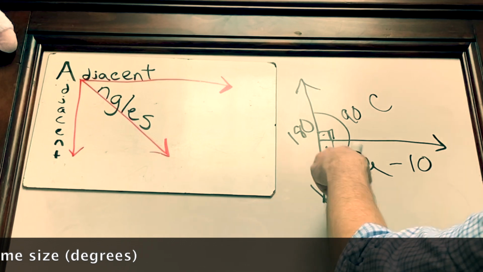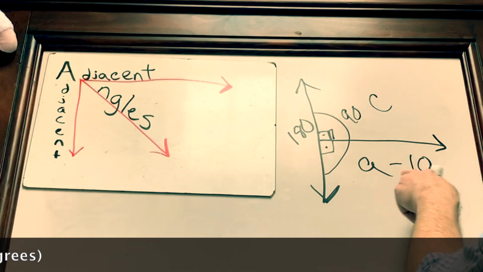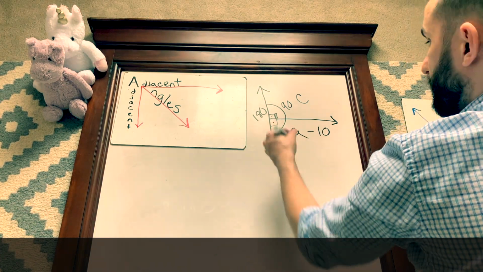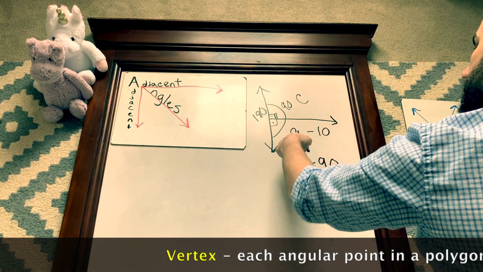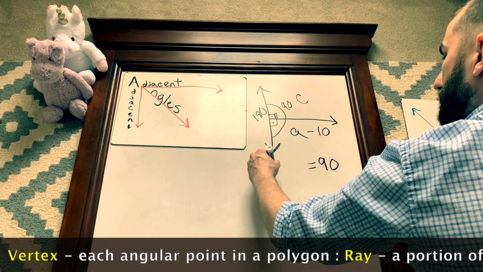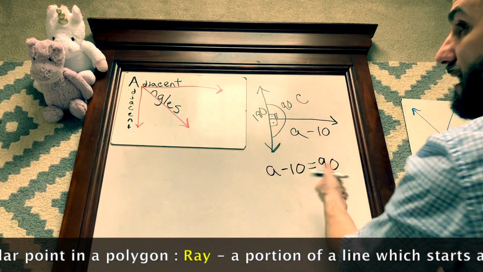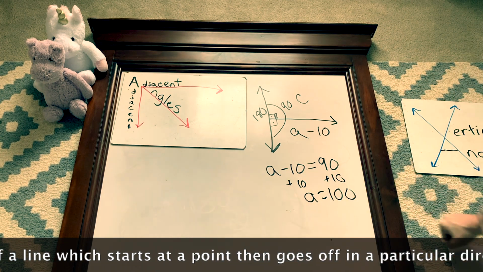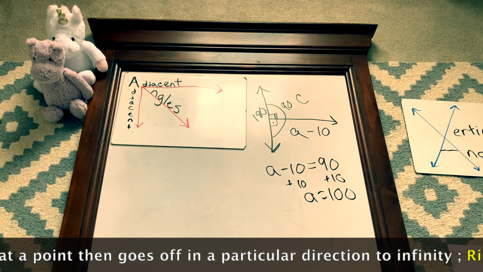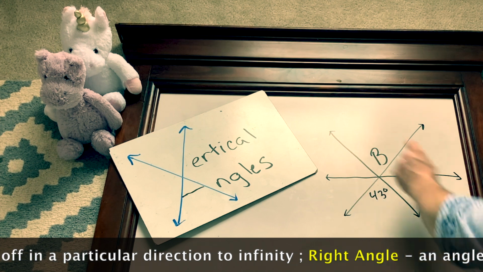Okay, well, we are dealing with a 90 degree angle, A minus 10. If we already know that's 90 degrees, then whatever this is going to equal 90 degrees. And so what we'll do is put this A minus 10 equal to 90. You add 10 to both sides, and look at that, you already got A equals 100. It's that easy, guys.